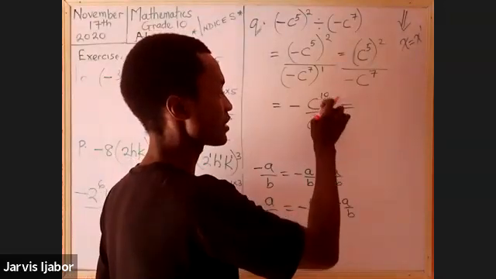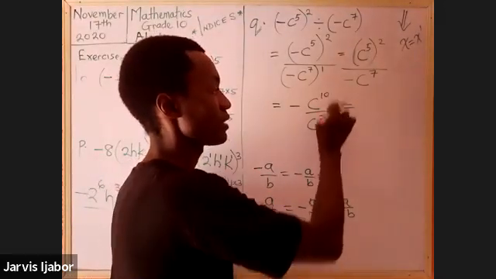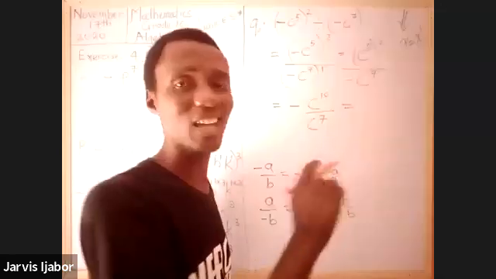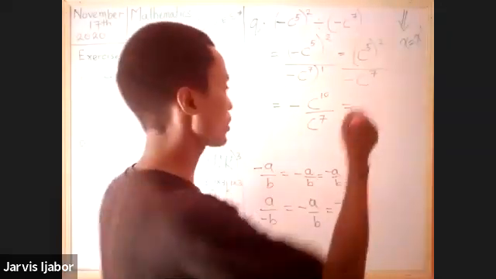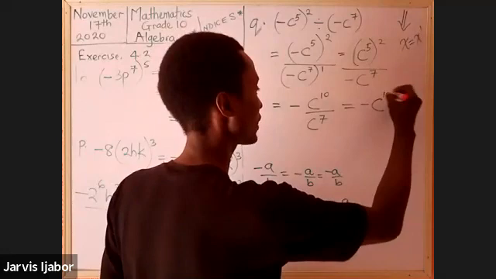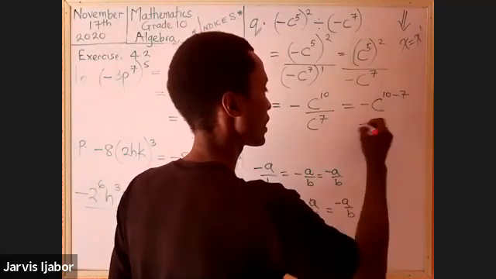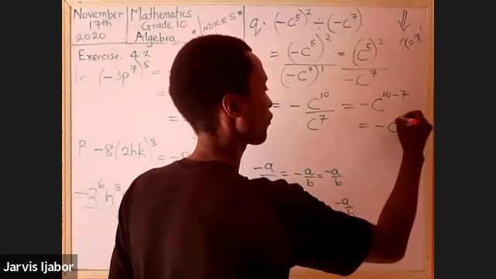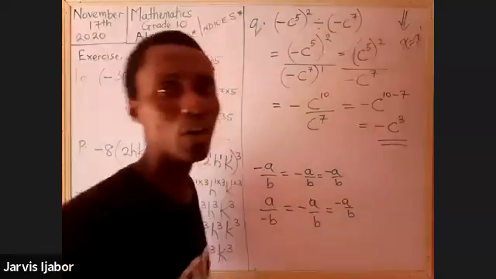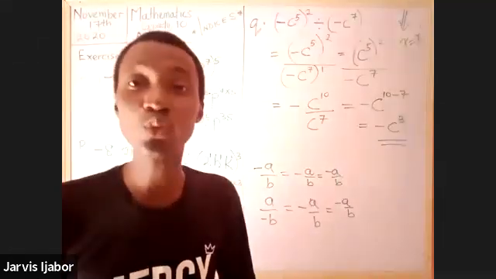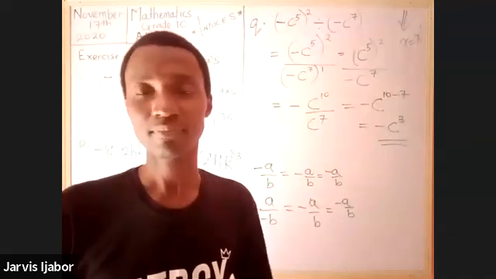So this will now give you what? This is this divided by this. So when you divide bases that are the same, essentially you are subtracting their indices. So this will be negative c to the power of 10 minus 7. That will give you negative c to the power of 3.